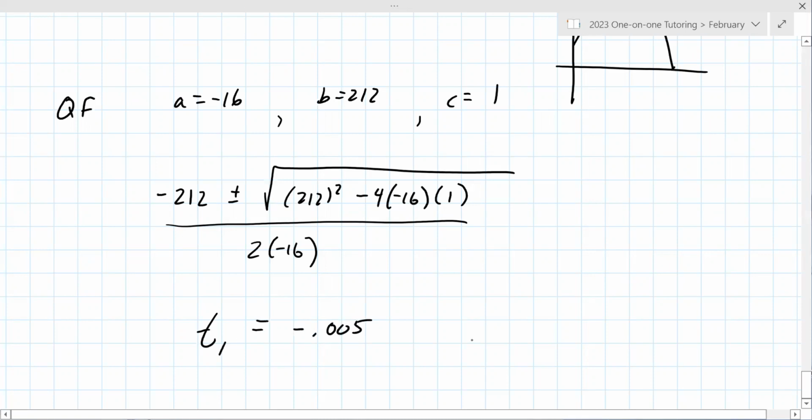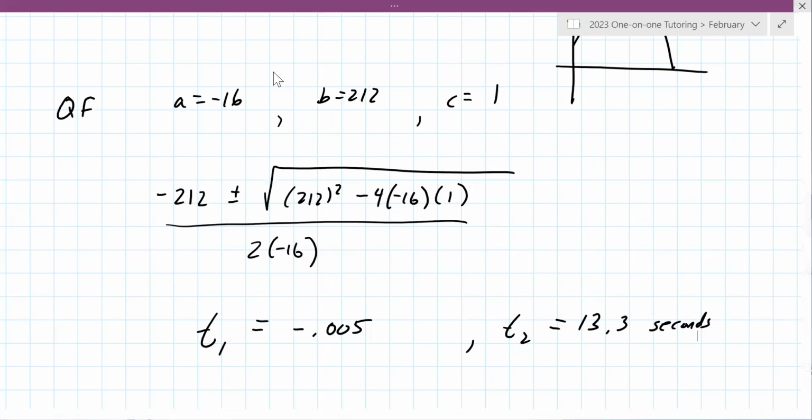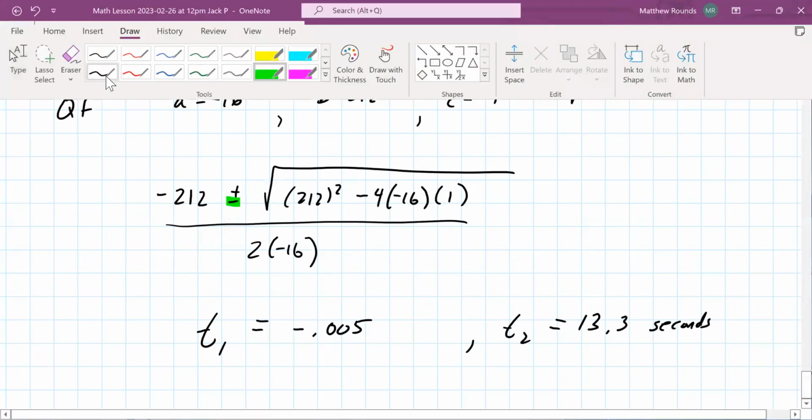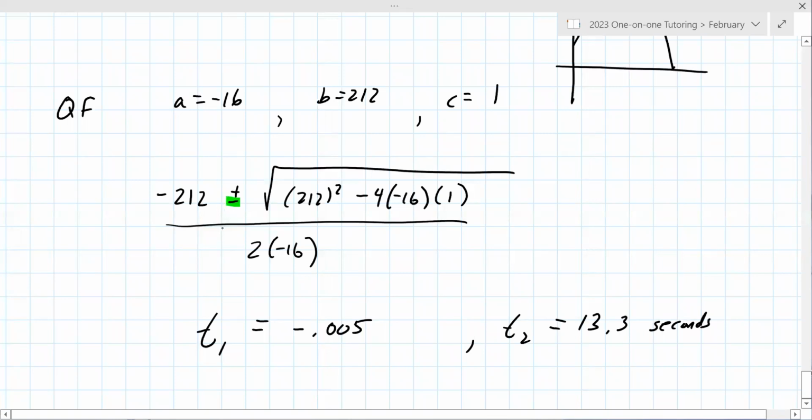So I guess if we subtract, we can't get the positive one. So we can do negative 212 minus 212.15 divided by negative 32. That way you get the positive stuff. So 212 minus this number and divided by negative 32, you get 0.0047. So you have to actually subtract here to get the right answer in this one.